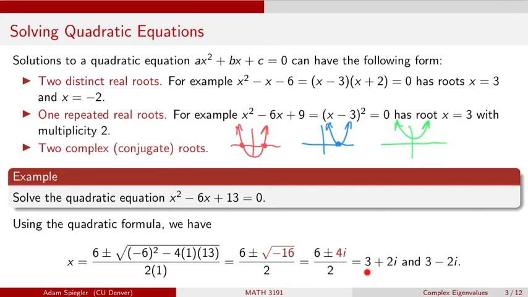So this simplifies to 3 plus 2i and 3 minus 2i. So we would say that this quadratic equation has two complex roots, 3 plus 2i and 3 minus 2i. And these two complex numbers are complex conjugates of each other. So I'm going to explain what that term means on the next slide.